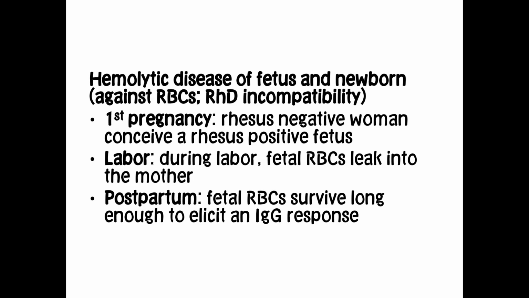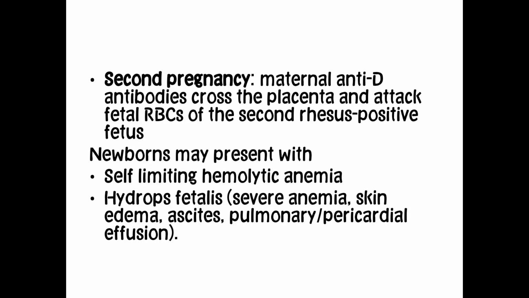In hemolytic disease of the fetus and newborn, where antibodies are produced against red blood cells secondary to rhesus factor incompatibility, or rhesus D incompatibility, in the first pregnancy, a rhesus negative mother will carry the pregnancy of a rhesus positive fetus, and the labor will be normal. However, there will be leakage of the fetal red blood cells into the mother's blood, and postpartum, the fetal red blood cells may survive long enough, and as a result, they may stimulate and initiate an immunoglobulin type G response as a result of the incompatibility.